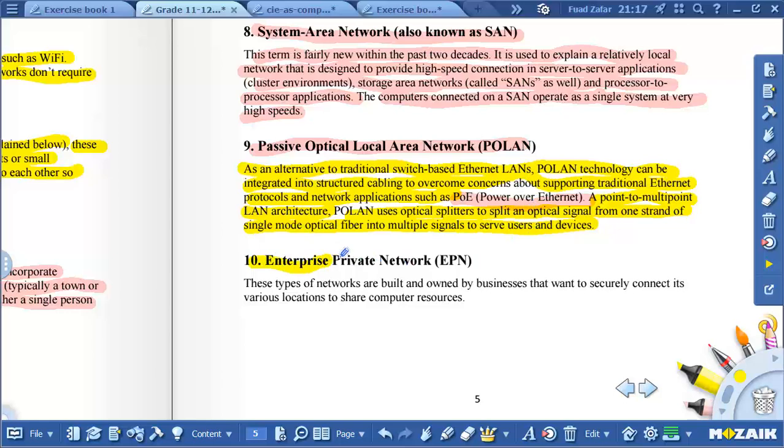Number 10 is Enterprise Private Network, EPN. These types of networks are built and owned by businesses that want to securely connect its various locations to share computer resources. It depends on a satellite, a private one. I can have, for example, in Tripoli, my satellite, and in Benghazi, another satellite, and I can share. No other person can enter into our network.